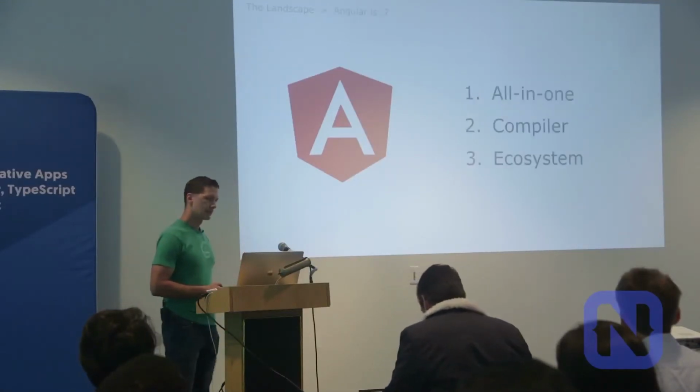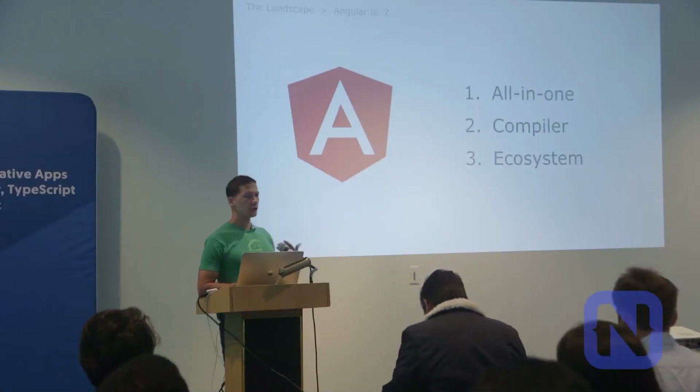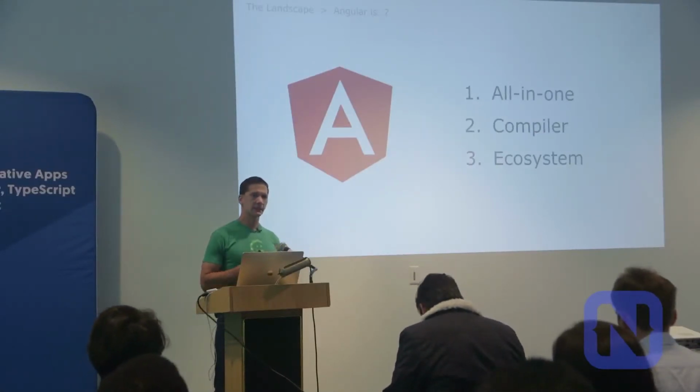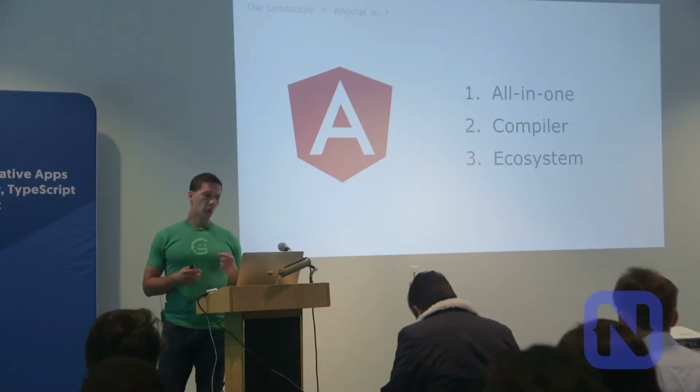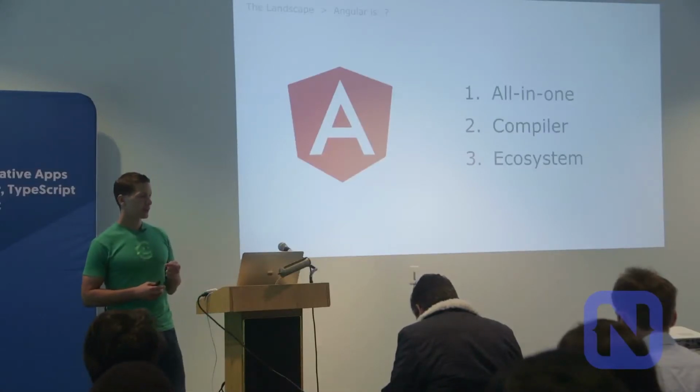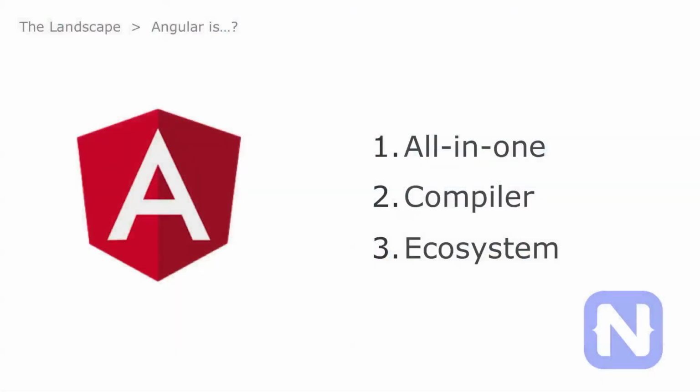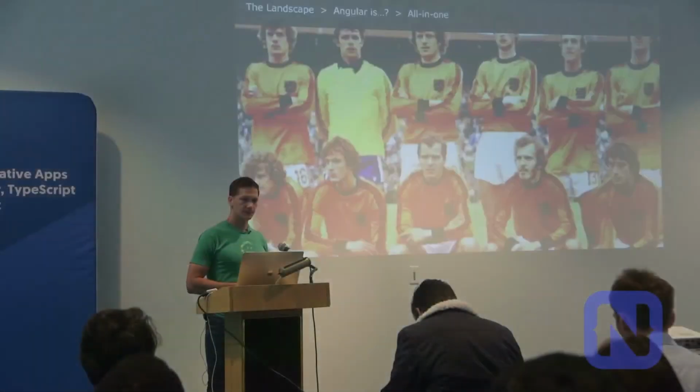So what is Angular? When we talk about that, there are three aspects that I typically like to talk about. Angular is an all-in-one JavaScript front-end framework, and we're going to talk about what that actually means. Angular is a compiler. And this is new. The old version of Angular is not a compiler, but we'll talk about what that means. And then Angular is also an ecosystem. Obviously, everything has an ecosystem, but we're going to talk about what the Angular ecosystem actually means.